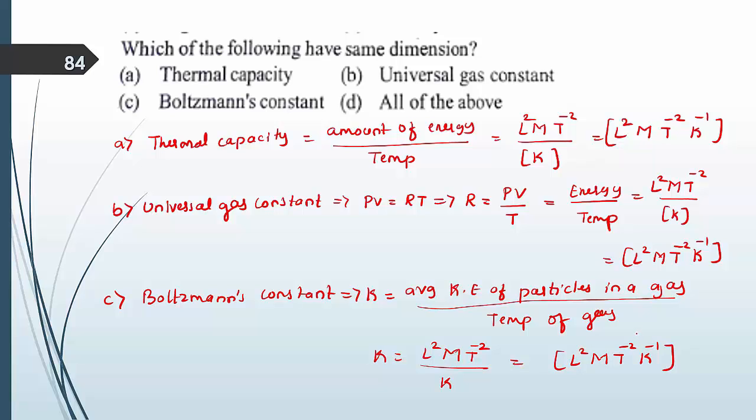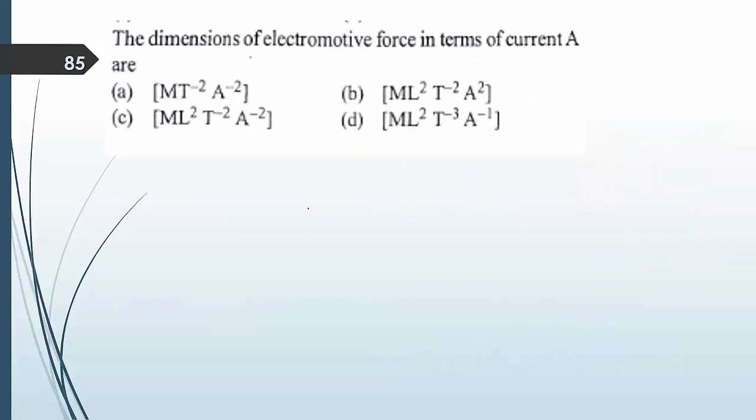So here thermal capacity, universal gas constant and Boltzmann constant, all these three quantities are having same dimension. So the right option is D, all of the above having same dimension. Question number 85. The dimensions of electromotive force in terms of current A are.